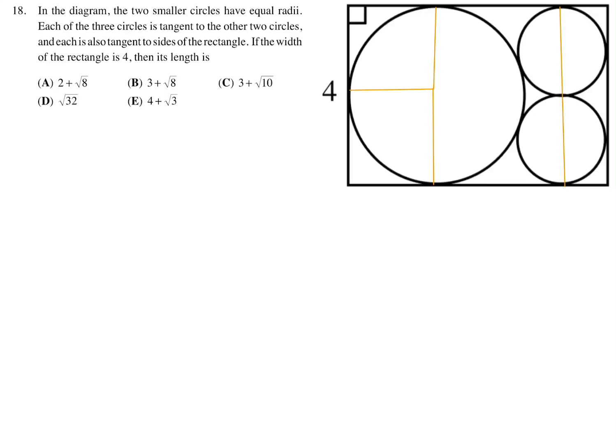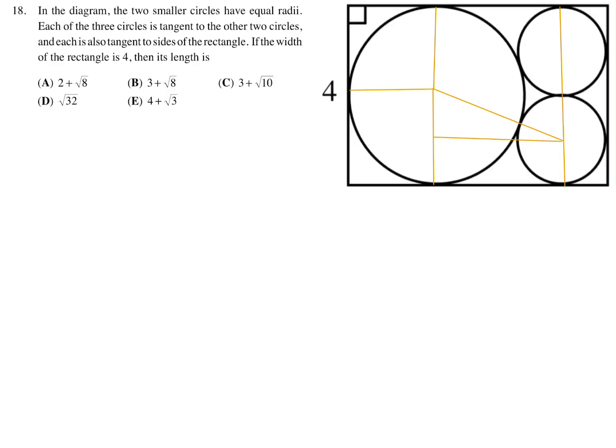And what else can I do? I'll draw a line from the center of the big one to the center of the small one, like that. And one final line across like that. Okay? And now I'll start labeling this.